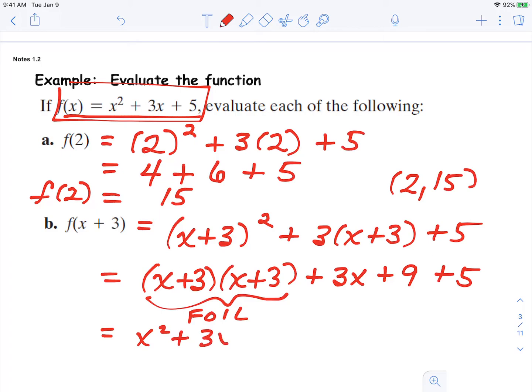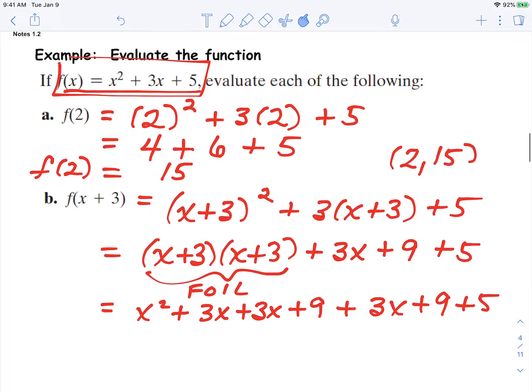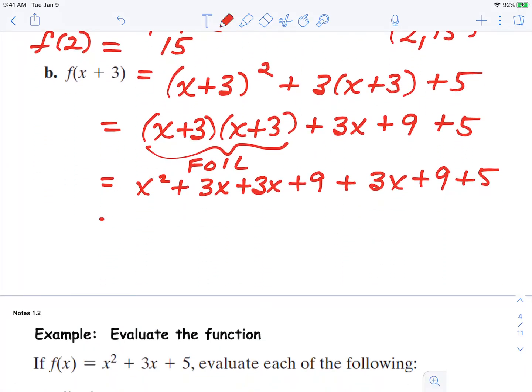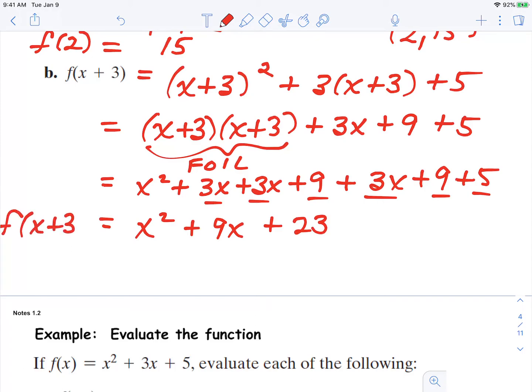First, outside, inside, last. Then we have our last 3 terms. And now we combine any like terms. So we have an x squared, 3x, 3x, and 3x is 9x. 9, 9, and 5 add together. So 18 plus 5 is 23. So in this case, we get a new algebraic expression when we evaluate it for another algebraic expression.